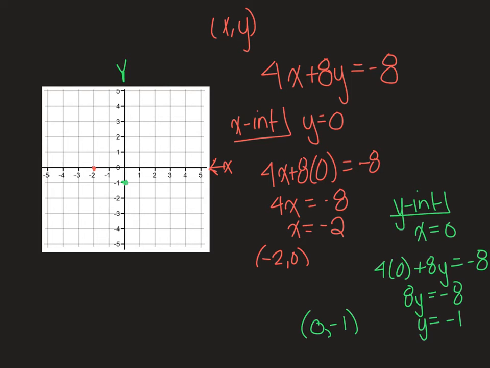So I've put my point on my graph, and then you connect the 2 points. And this is going to be a rough sketch since I am doing this on an iPad instead of paper. Okay, so again, our x-intercept was negative 2, 0, and our y-intercept was 0, negative 1.